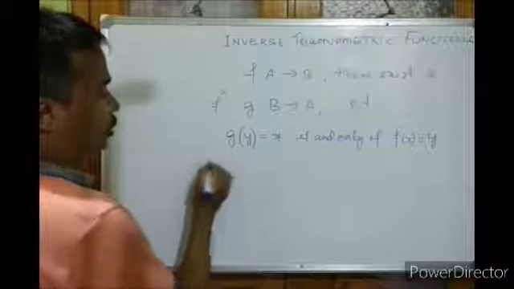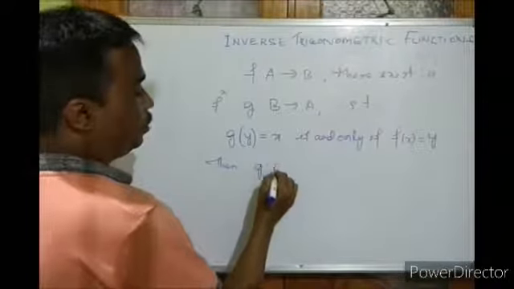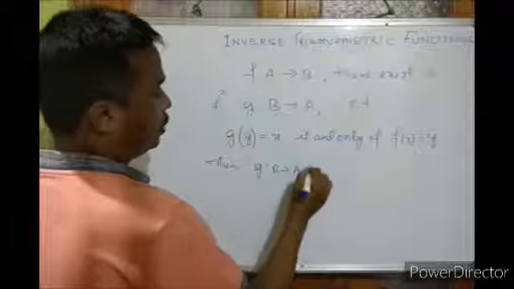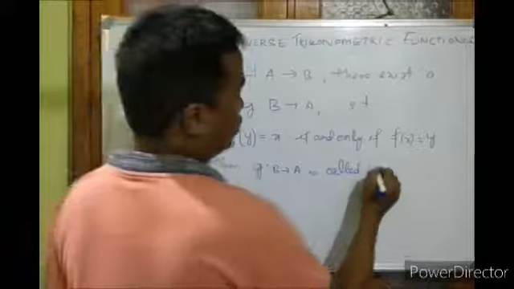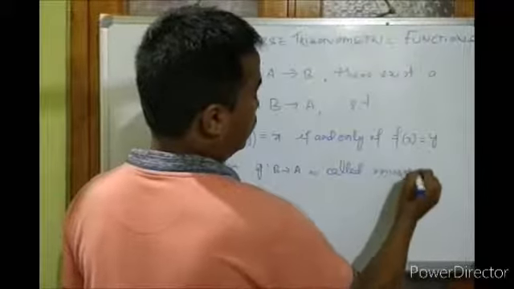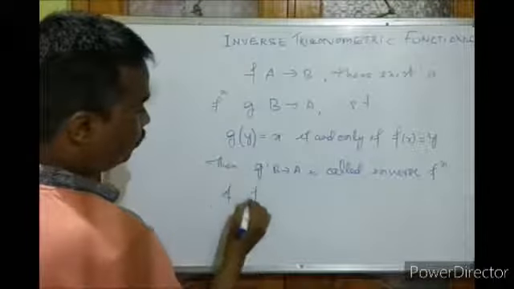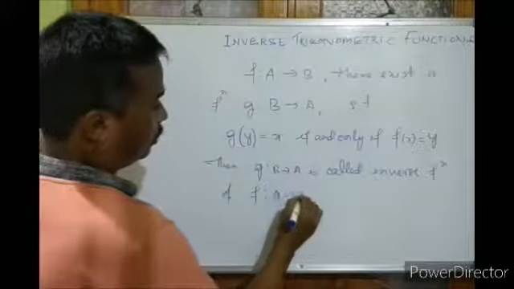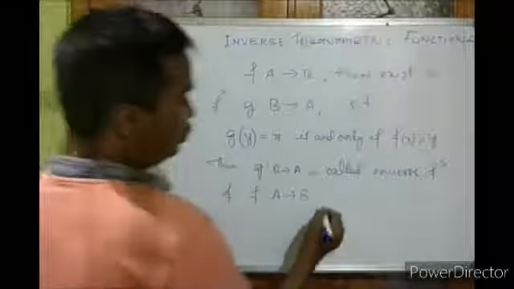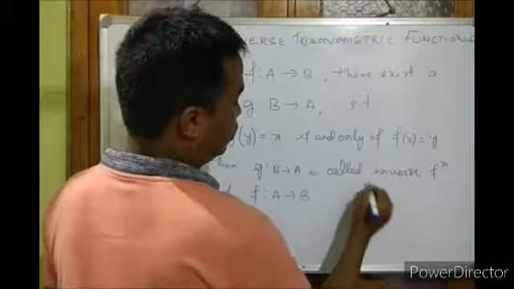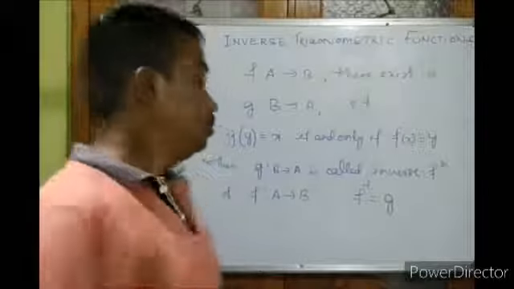Then g mapping B to A is called the inverse function of f mapping A to B, and we denote f inverse is equal to g.